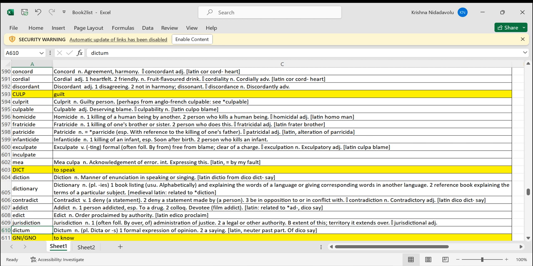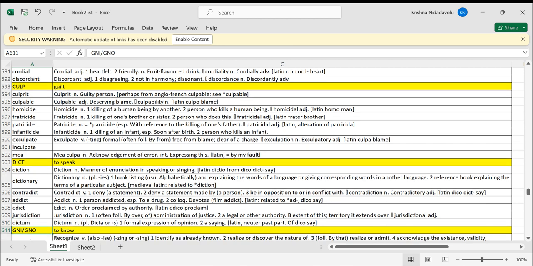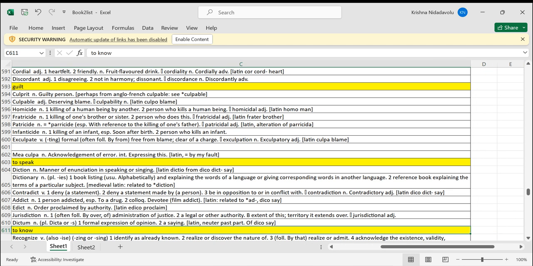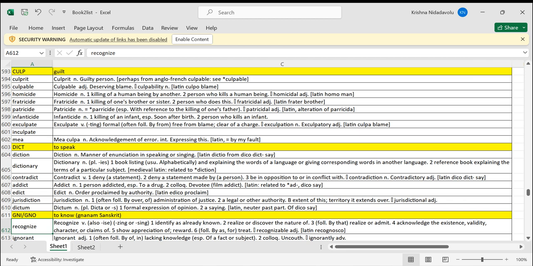One meaning is a formal expression or opinion or authoritative statement. The other is a kind of saying. Then gno or gni. You all know this word, gnanam, in Hindi or Sanskrit or all Indian languages, right? Gnanam is knowledge. The same root word is coming here. Gnanam, gna, is gni or gno in Latin.